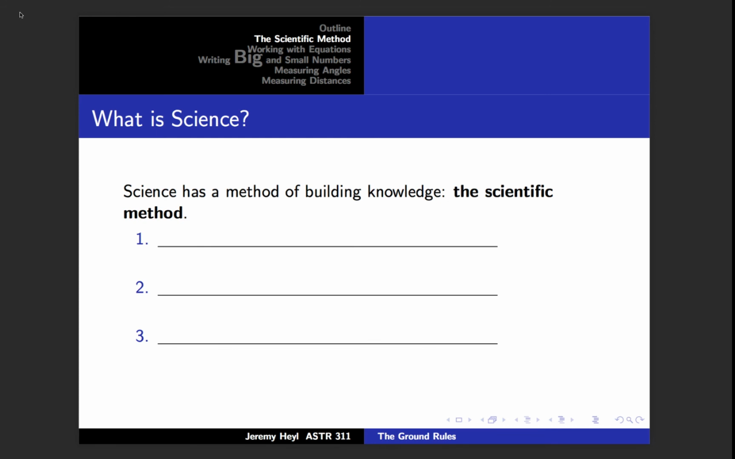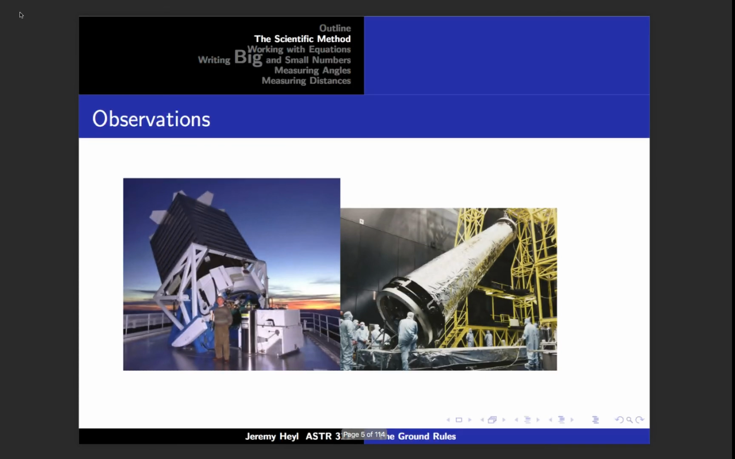So the scientific method is a way of building knowledge. The first step is observations. The second step is explanation. And the third step is prediction. And then you loop back. Did your prediction agree with your new observations? So in astronomy, we make observations with telescopes.